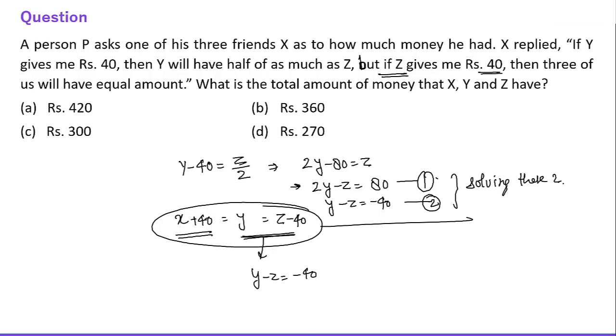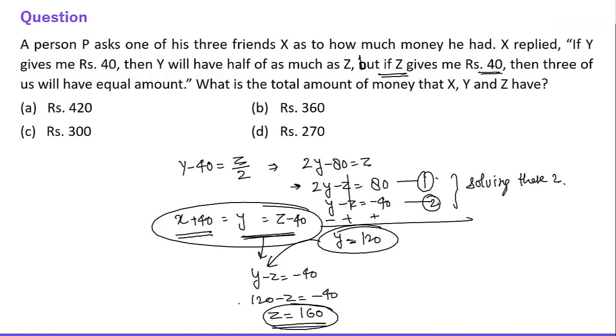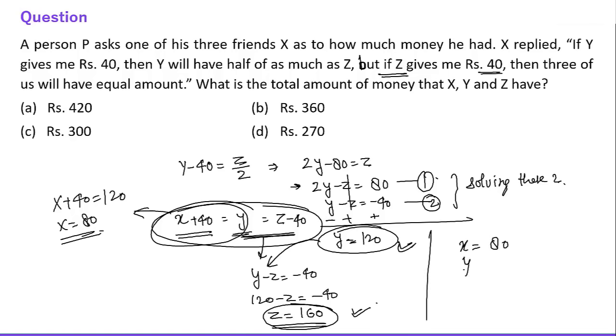Solving these two equations, minus plus, so this is cancelled. So Y is equal to 120, right? Just substitute Y over here. So 120 minus Z is equal to minus 40. So Z is equal to 160, right? So Y is equal to 120, Z is equal to 160. And Y is equal to X plus 40, right? So X plus 40 is equal to 120, then X is equal to 120 minus 40, which is 80, right? So the share of X is 80, share of Y is 120, and Z is 160, right?